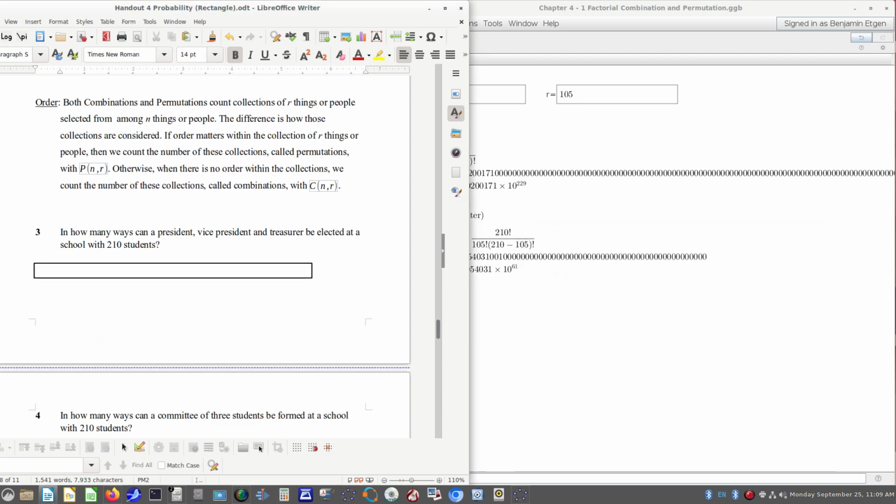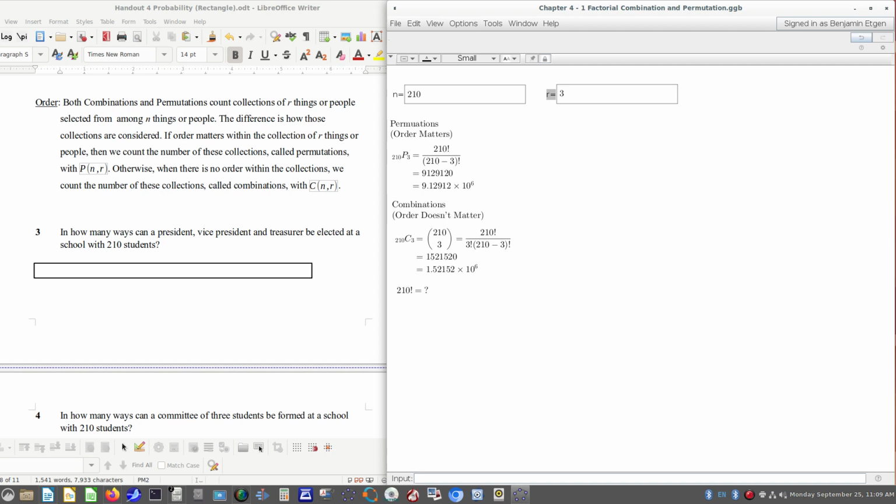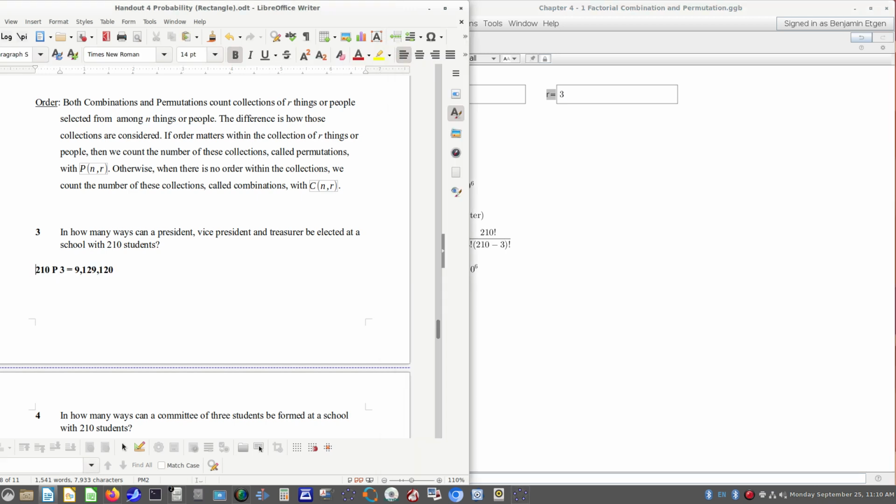Now we're looking at a permutation. We're asked, among 210 students, how can we form the 3 offices of president, vice president, and treasurer? So 210 is n, and our r is 3. We're looking for a permutation because order matters. We're not just selecting a committee of 3 students, but we are ordering those as president, vice president, treasurer. So it looks like 9,129,120 different ways of doing that.